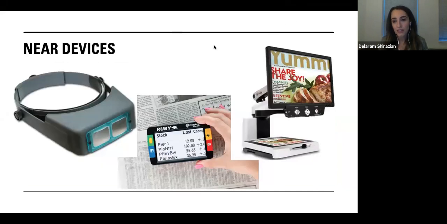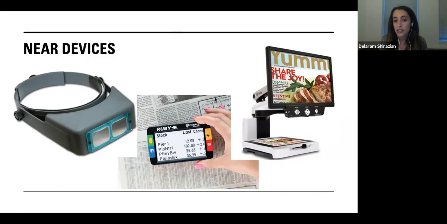Some other common near devices include this device here, called an optivisor. You can put it on your head, and the magnifying lenses actually flip up and down. And it's also really good for hands-free tasks. So one thing that always comes to mind is fishing. So if someone likes to go fishing and they can't see the hook and the string in order to string their line, this is a really hands-free device that's easy to move up and down in order to see fine details up close.